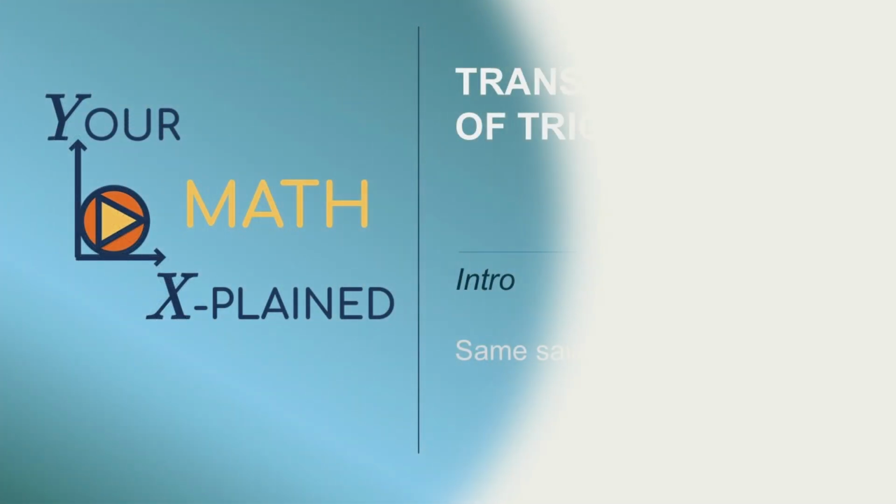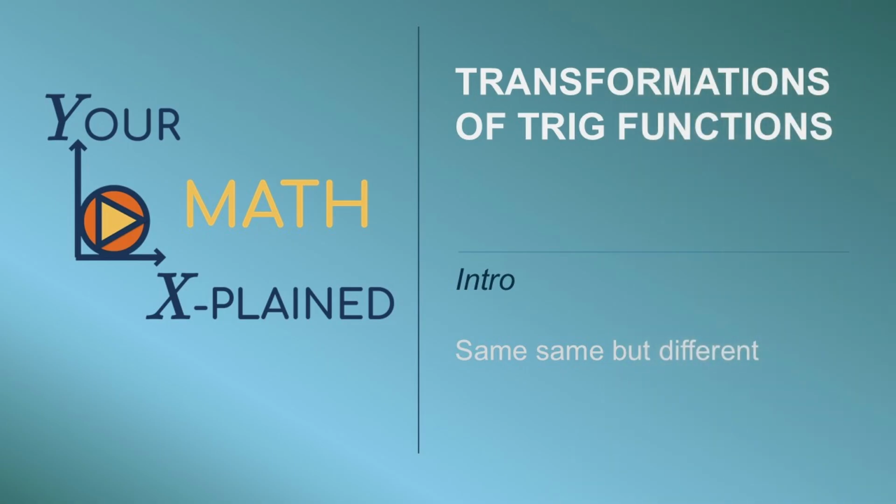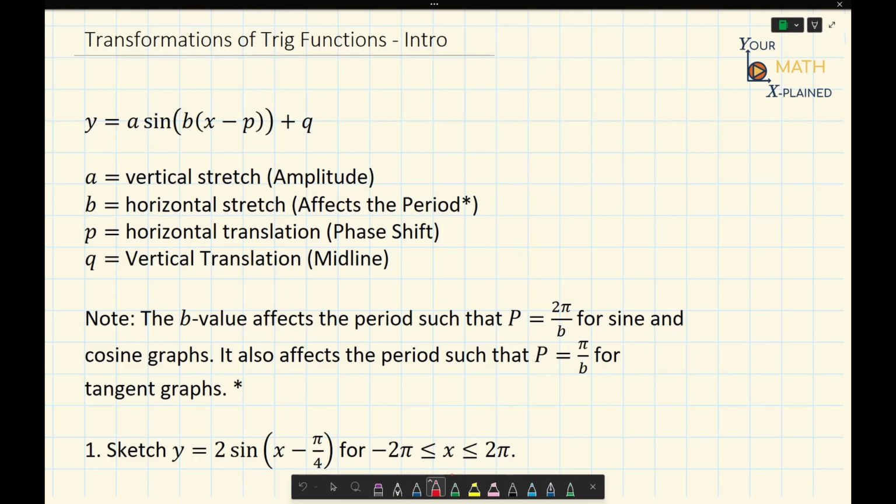My name is Angela. Up to now, we've graphed the basic shapes of sine x, cos x, and tangent x. But in real problems, these functions are rarely just plain vanilla. They're usually shifted, stretched, and flipped. That means we need to apply our knowledge of transformations on these original graphs. If you need a refresher on transformations, check out the video in the description before continuing with this one.